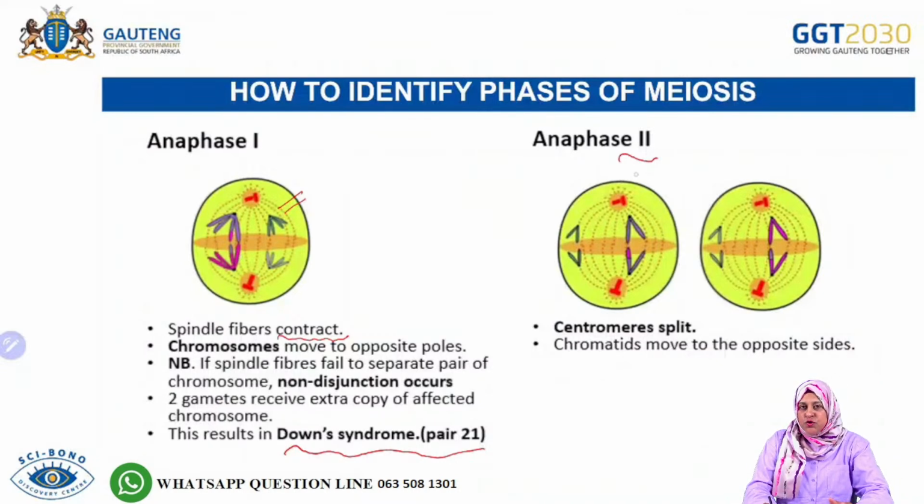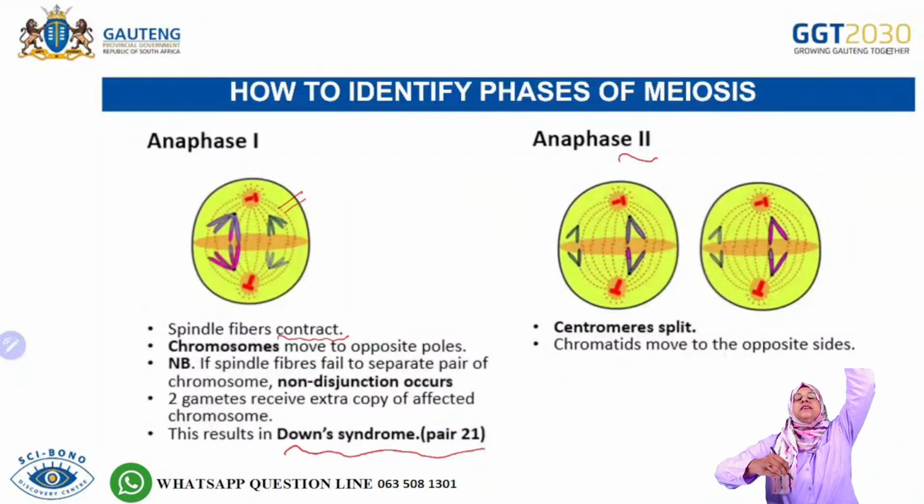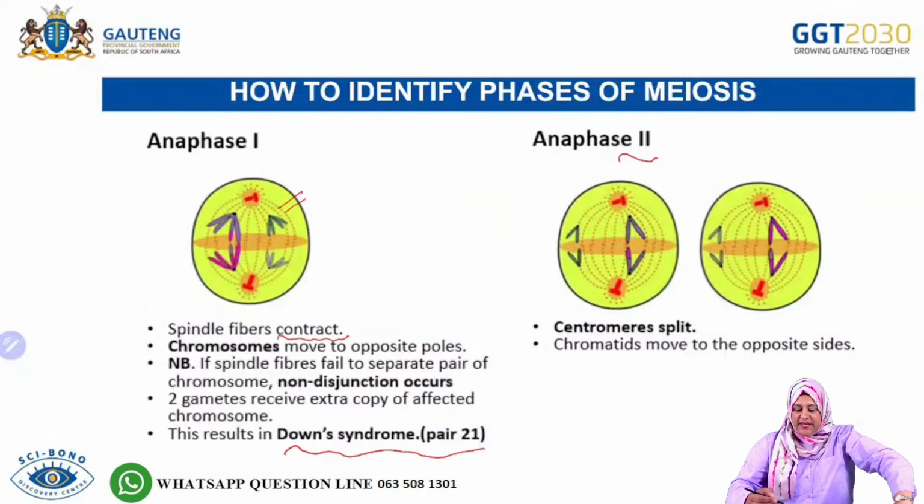But in anaphase 2, because we have a single chromosome that is being pulled apart, the centromere splits. And that's how a chromatid moves to the top and the other one moves to the bottom. You can see generally they are sort of bent chromosomes because they seem to be pulled to opposite ends.